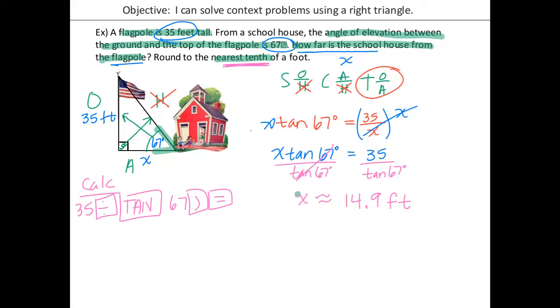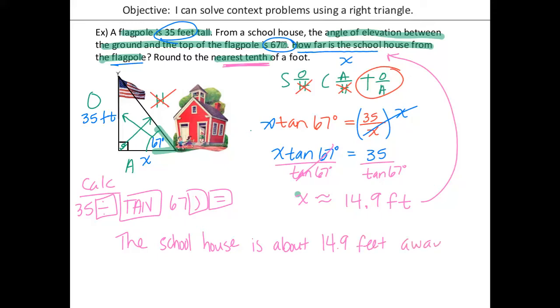And don't forget to write a sentence. What did we just solve for? X stands for how far the school is from the flagpole. Okay. So if we write a sentence, we would say the schoolhouse is about 14.9 feet away from the flagpole.